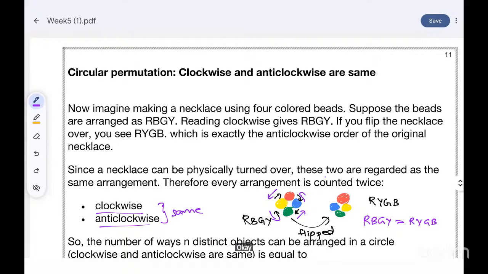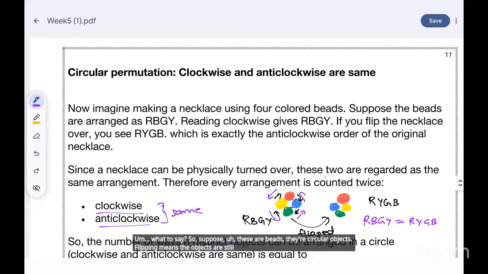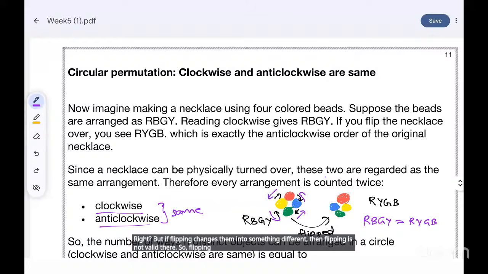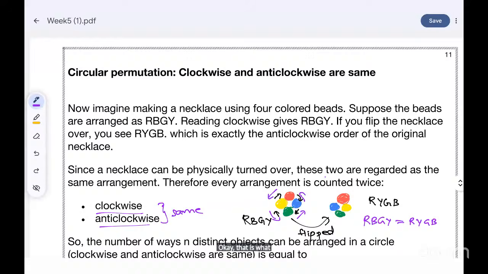Even flipping does not change the object. So suppose these are beads, they are circular objects. Flipping means the objects are still remaining the same. So nothing is changing when you are flipping. The necklace is still the necklace only, right? But if flipping changes them into something different, then flipping is not valid there. So flipping should keep the object as the same object. That is what is meant by valid flip.